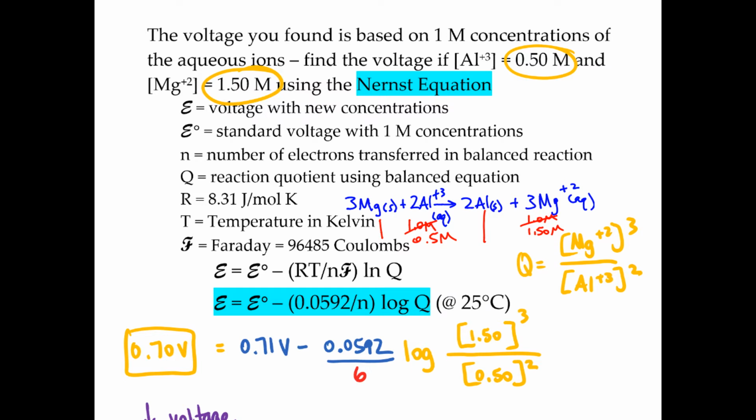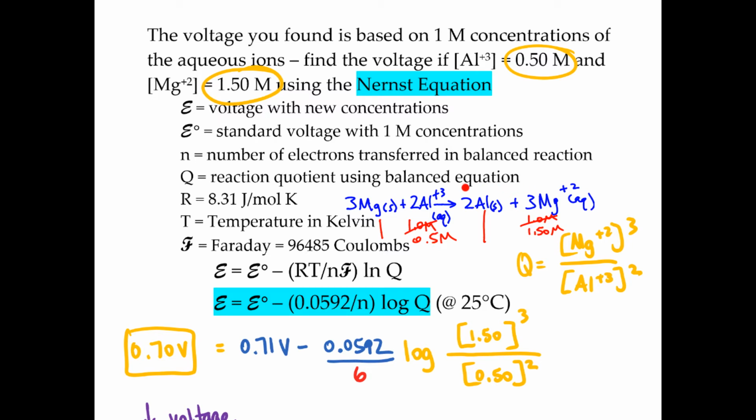Again, the voltage you found is based on the 1 molar concentrations of the aqueous ions, which was that 0.71 volts. Now let's find the actual voltage if, again, the Al is 0.5 molar and the Mg plus 2 is 1.5 molar. So remember what we said? They used to be 1 and 1. Now this is 1.5 and 0.5. The products got higher, the reactants got lower. We know it's going to shift to the left, and the voltage will go down.